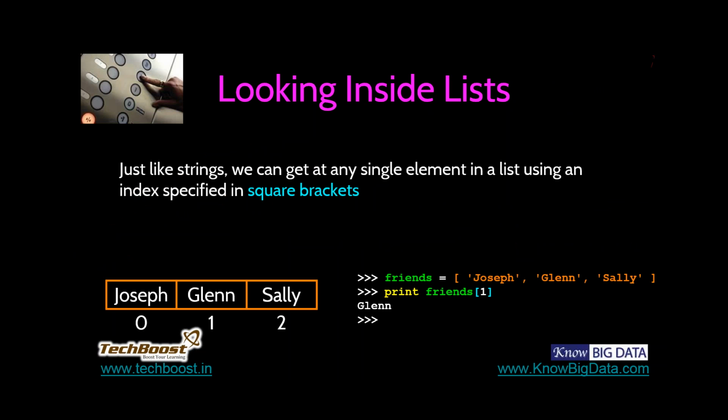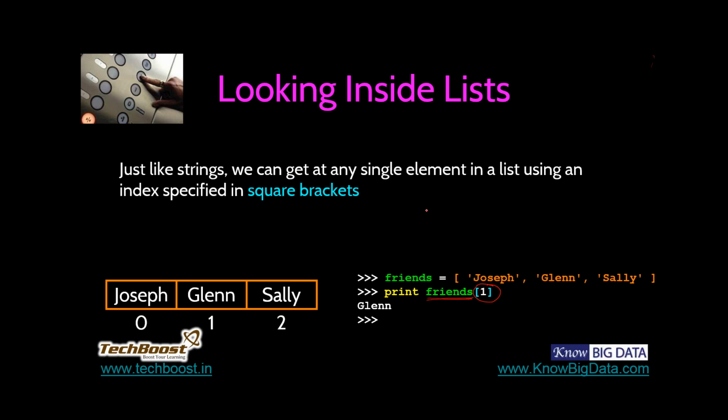All right, let's look inside the lists and figure out how do they work. So just like strings, we can get at any single element in a list using an index specified in square brackets. As I said, these square brackets are not to be confused with a list, because it is followed by a variable. So it is for sure not a list. This is an index.